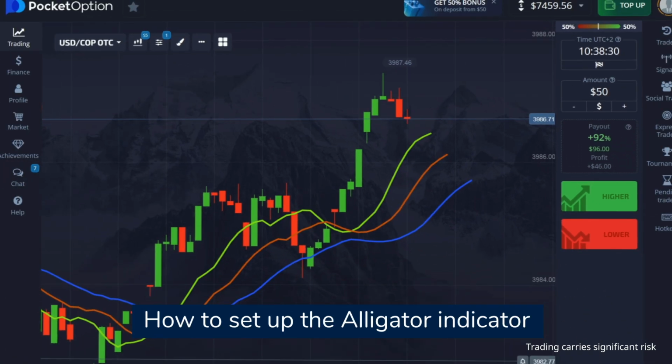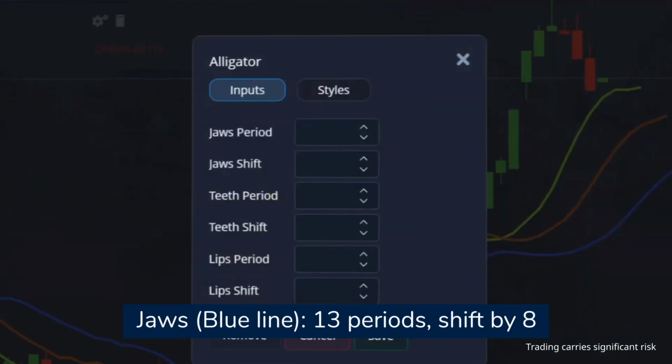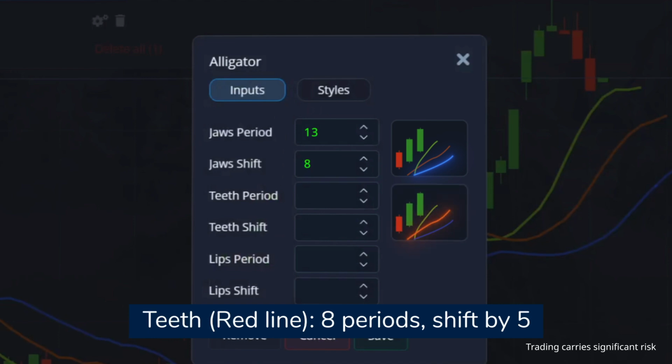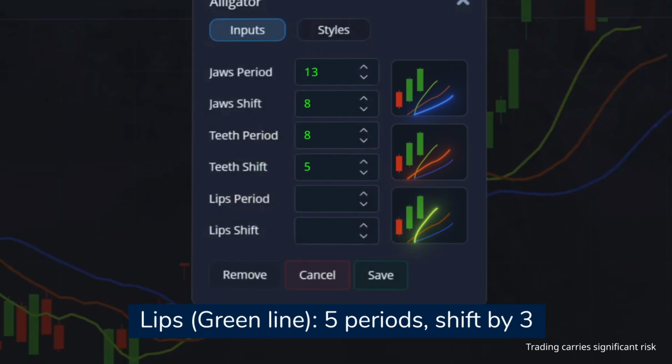How to set up the alligator indicator for quick trades. Set the following values. Jaws, blue line, 13 periods, shift by 8. Teeth, red line, 8 periods, shift by 5. Lips, green line, 5 periods, shift by 3.